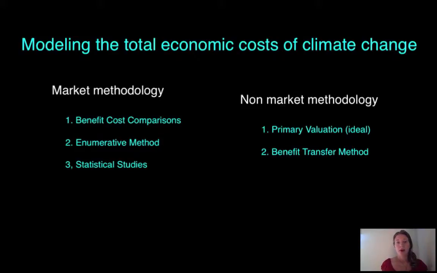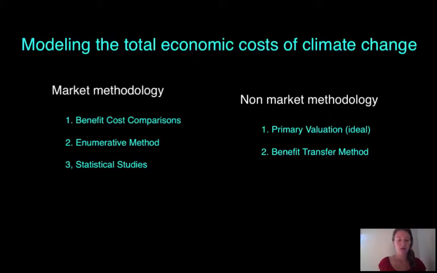Modeling the total economic cost of climate change is either done with market strategies or non-market strategies. And principally, market methodologies are used over non-market methodologies. Benefit cost comparisons include the monetization of the adaptation and residual costs of climate change. An example would be the cost of sea level rise. Firstly, the cost of building dikes, and secondly, the cost of land loss, which can be shown through the hedonic principle.